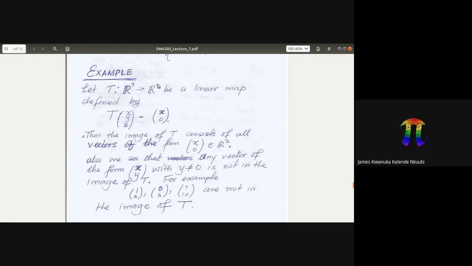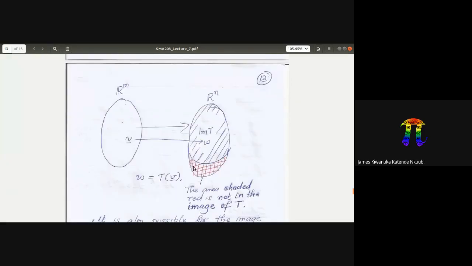This is an example of a map that is not surjective. So vectors like (1, 2), (0, 3), and (7, 10) would fall in this red region because they are not in the image. And therefore, that map is an example of a map that is not surjective.